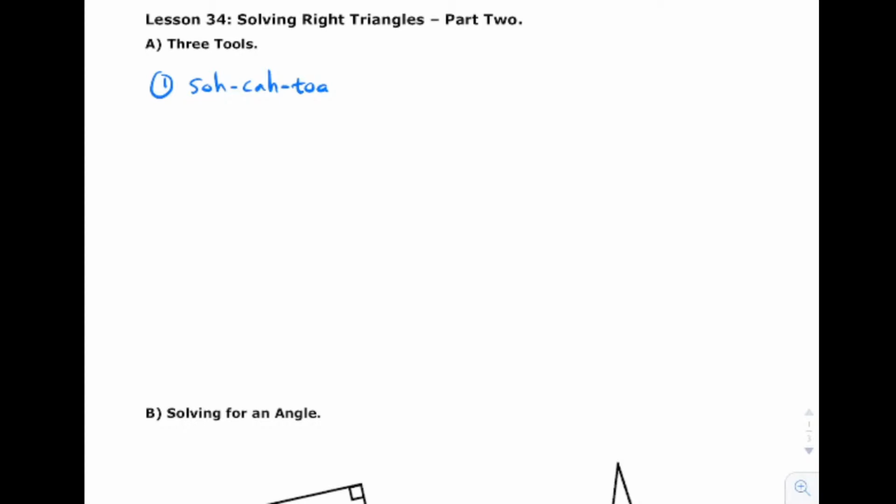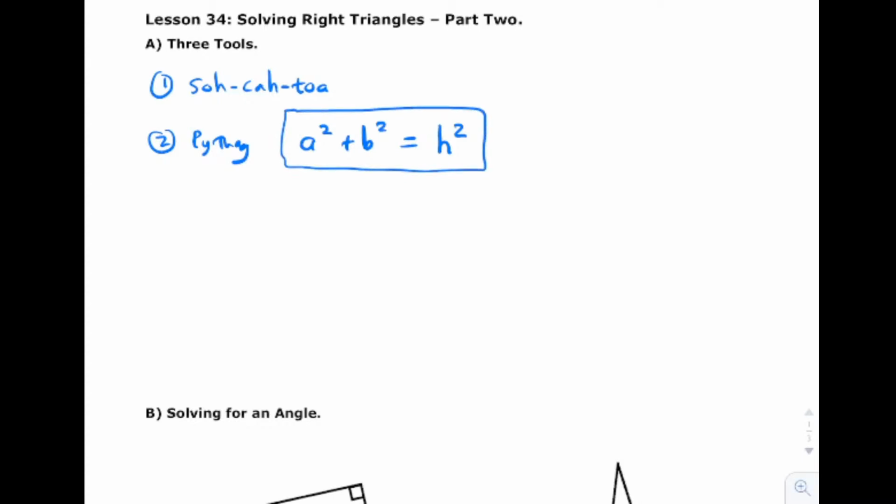We have the Pythagorean theorem, and usually you use that if you have 2 sides figured out already. You can figure out the leftover side by using the Pythagorean theorem, and I've decided to write it this way: a squared plus b squared equals h squared. The hypotenuse has to go over there. That's why I'm writing it in a weird way. That has to be the hypotenuse. The hypotenuse has to go on the right side of the equation.